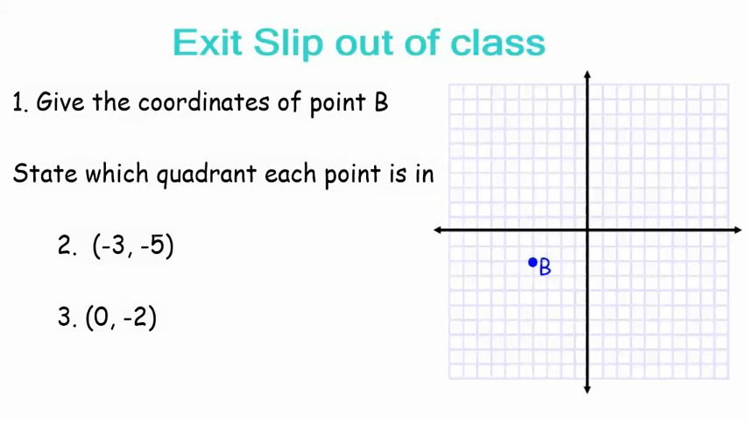All right, last part here. So here's your exit slip. I want you to make sure and do these 2 things. You're going to give the coordinates of B. So give me the coordinates of what this one is. And then also tell me what quadrant these 2 ordered pairs would be in.